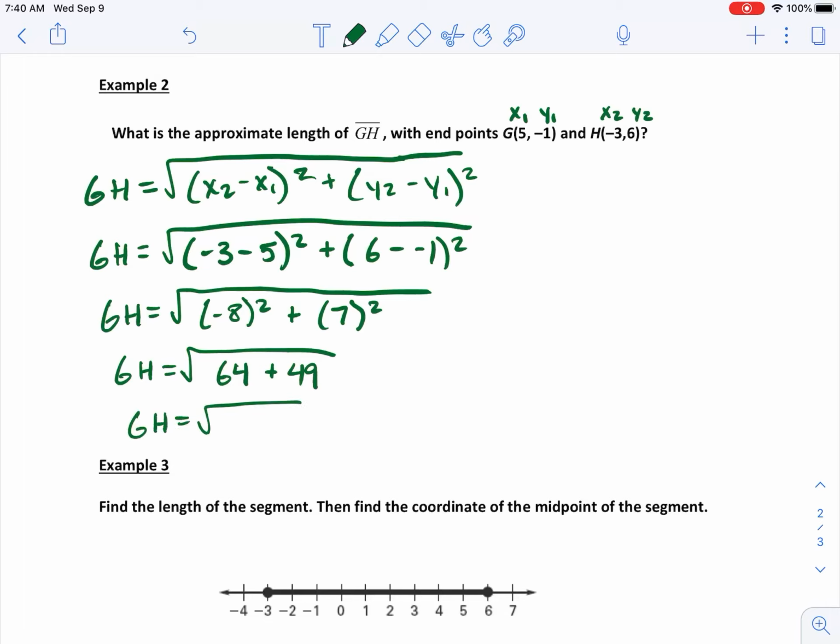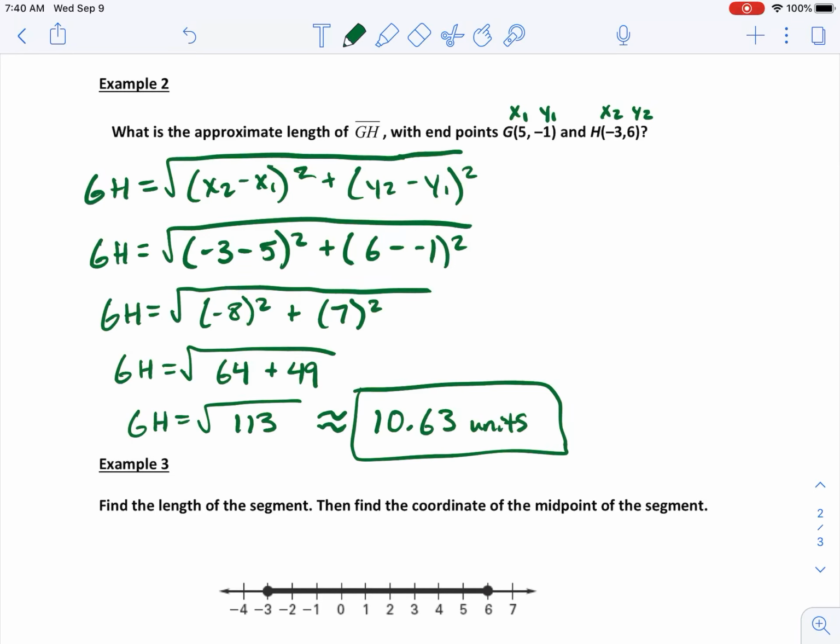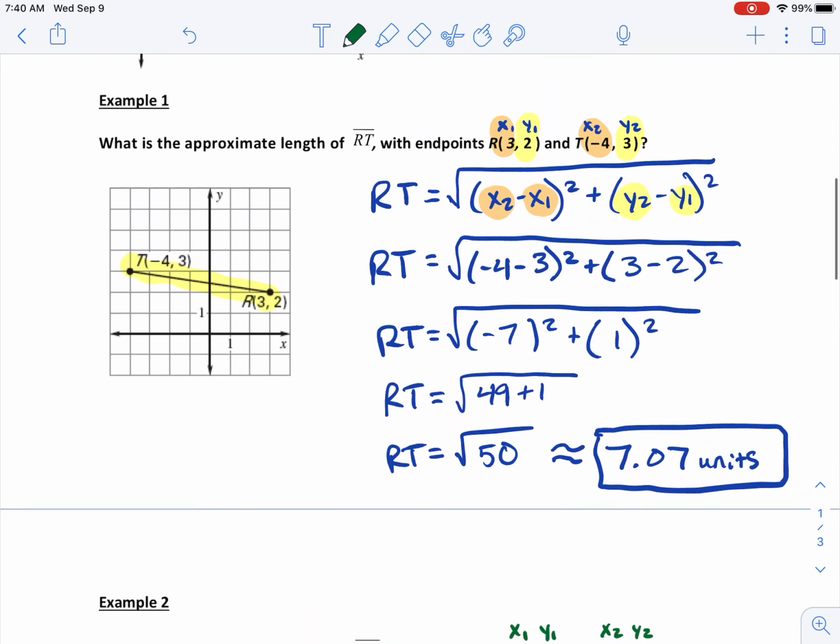I'm going to combine like terms, but I'm going to go ahead and check my calculator. If you're ever not sure, use that calculator. So 64 plus 49 is 113. And once we're here, I'm going to go ahead and put it in the calculator. I'm pretty sure we're going to get a decimal again. So 113, I take the square root of it. Oops, I went one too far. You can't see my calculator screen, but I did something wrong. And I'm getting about 10.63 units. All right, and that would be my final answer here.